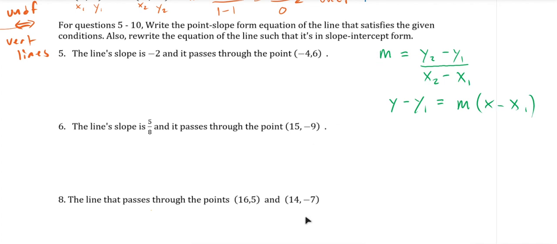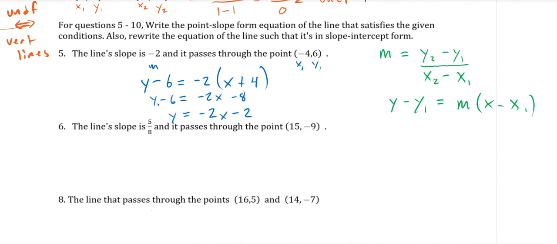Let's see how that would work. My x1, y1 is given here, and my m is given here. Plugging all that in, we have y minus 6 is equal to -2 times x minus -4. That's +4. Now, distributing the -2 and adding 6 to both sides, we have our equation in slope-intercept form. Let's continue to practice this.